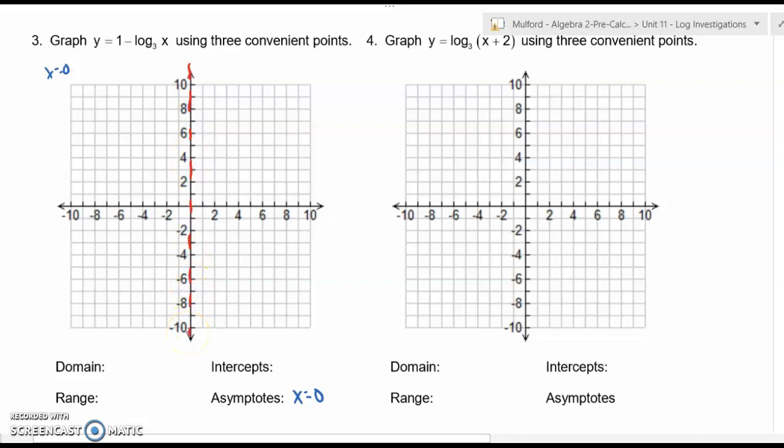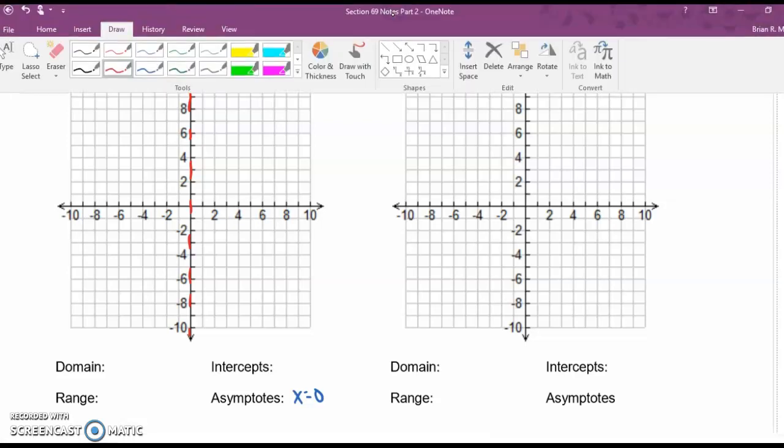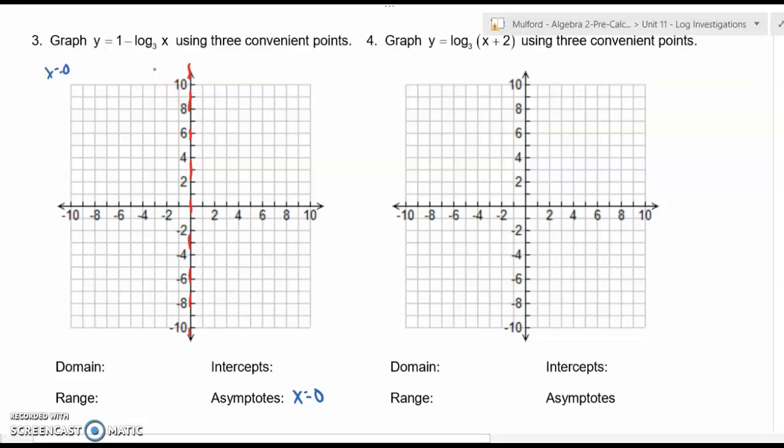Now to create the next part, it's going to be a little bit more complicated when I'm trying to find my values. What I'm going to try and do is get a nice, easy equation that I can convert to exponential. So what I'm going to do is take this log piece and move it over, and move the y over. So I'm really looking at the function log base 3 of x equals 1 minus y. Now at this point, I can rewrite that as 3 to the 1 minus y equals x.